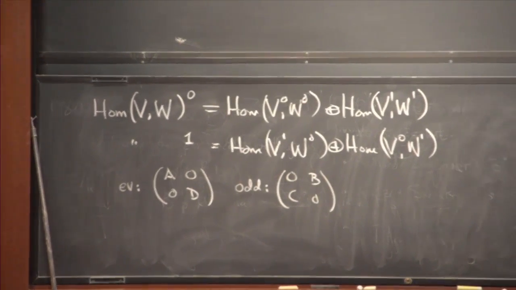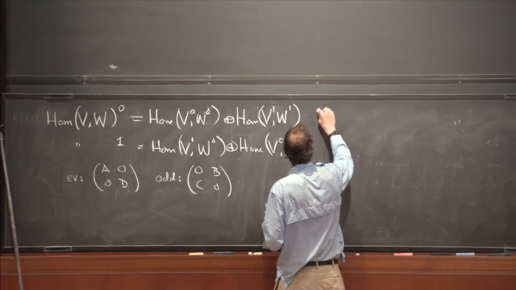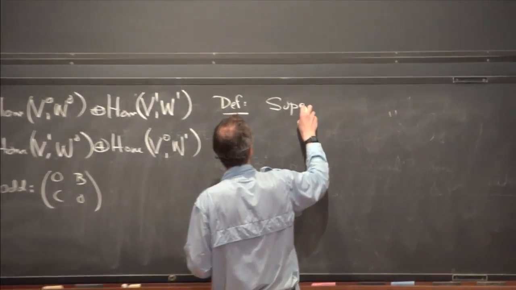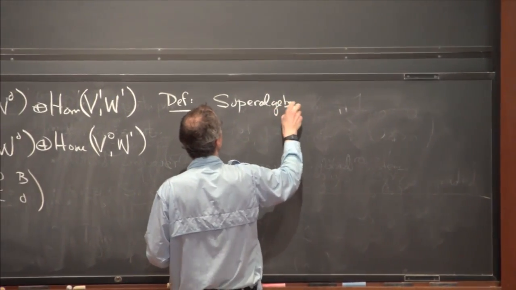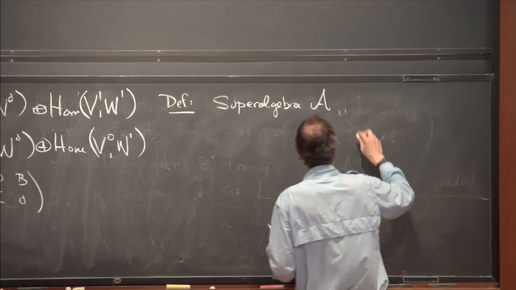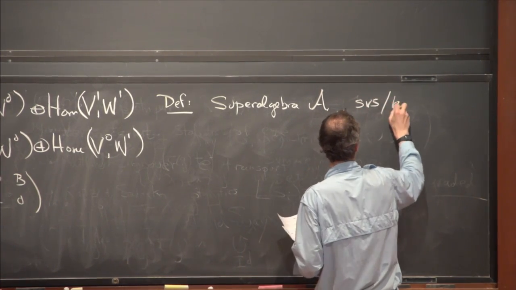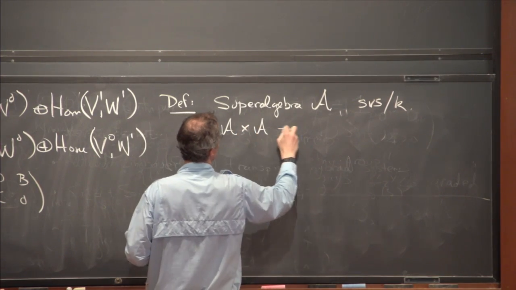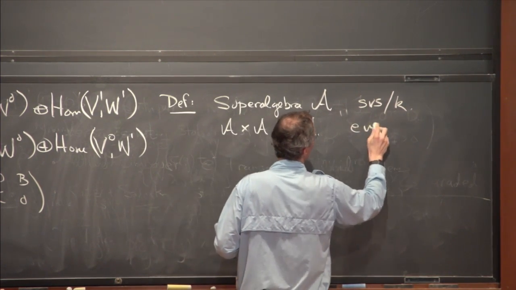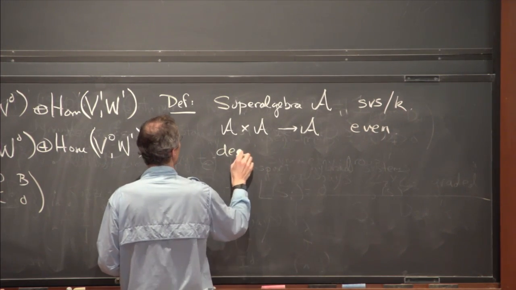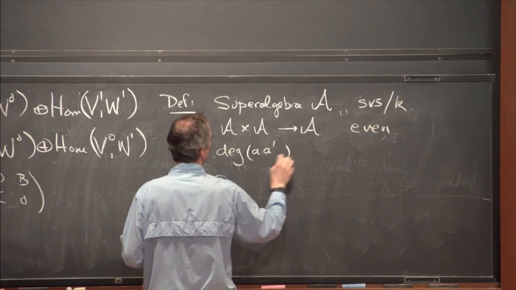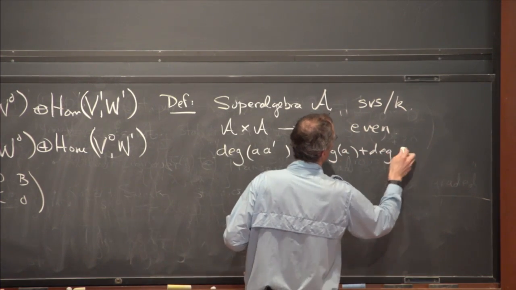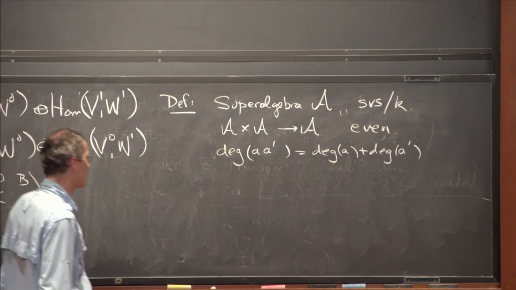Now we can also speak of a superalgebra. A superalgebra, A, is first of all a supervector space over kappa with a kappa bilinear map, the multiplication, which is an even map, meaning that the degree of A times A prime is the degree of A plus the degree of A prime. Now remember, those are integers modulo 2.